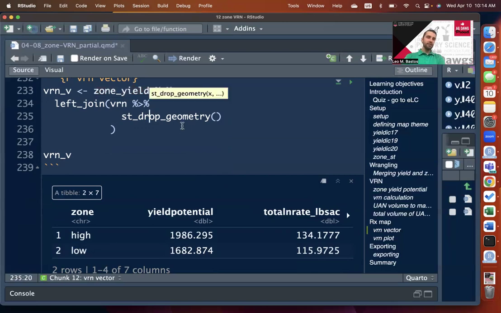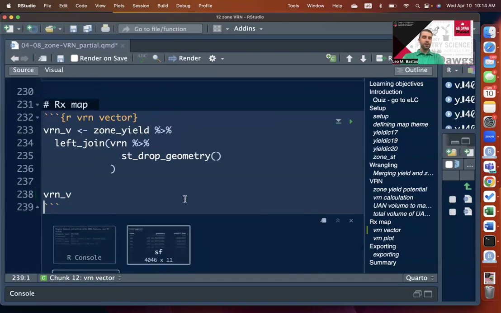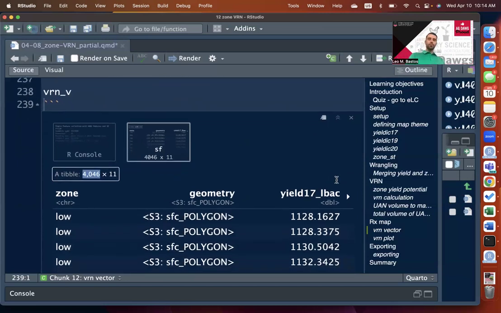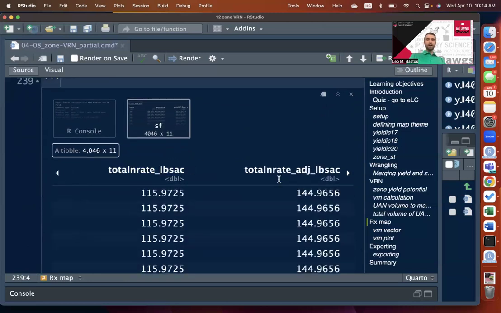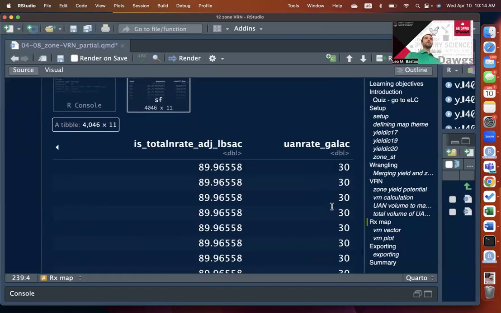So if we just do this left join and we inspect the VRNV object, we should still have the same number of rows as zone yield. Remember, we're doing a left join, so the data set on the left is zone yield. But now we have more columns here. If we just browse to the right, we now have the yield potential column. All the columns that were present on the VRN object are here, and those values are just repeated, right? So every time the zone was equal to high, it just repeated all those high zone values. Every time it was equal to low, we just repeated those values there. So that's what happened here.